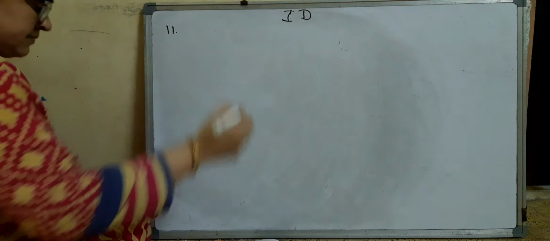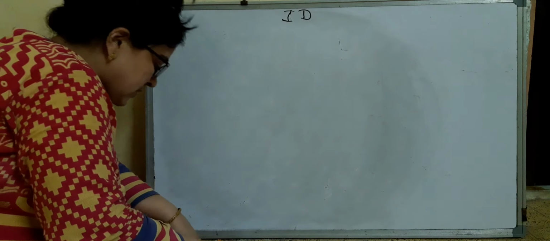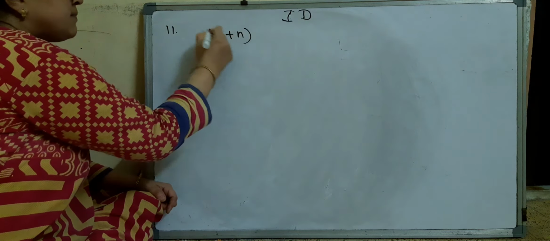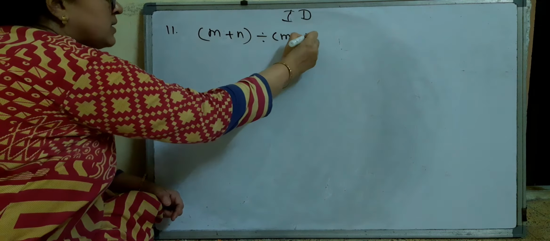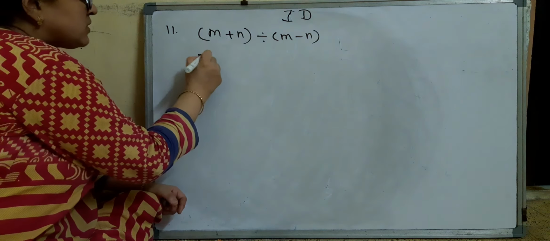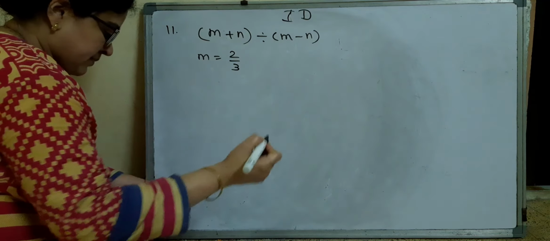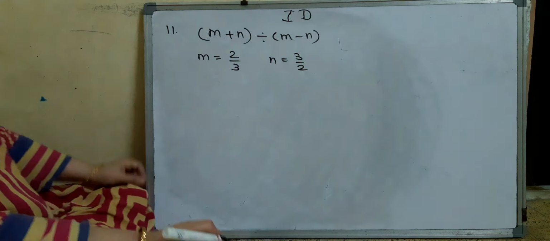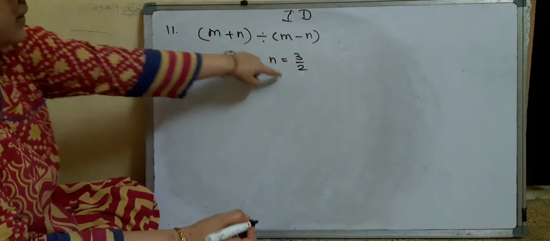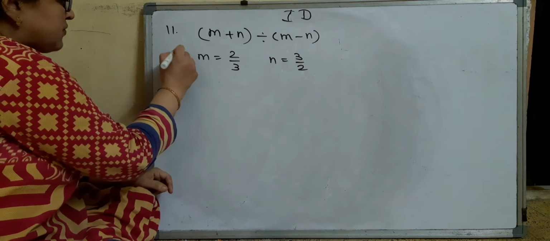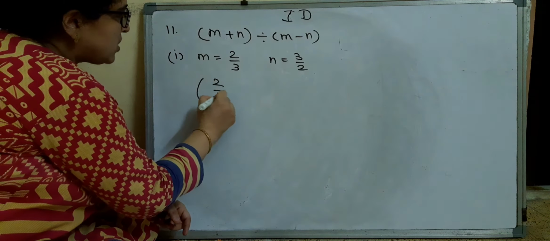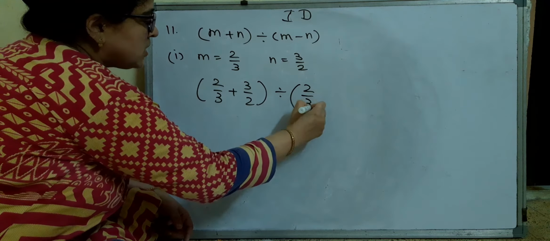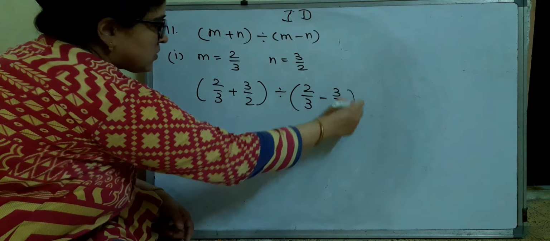Now 11. (m + n) divided by (m - n). So first required is (m + n) divided by (m - n). m is equal to 2/3 and n is equal to 3/2. Now substitute the values of m and n in this. First, sum: 2/3 + 3/2 divided by 2/3 - 3/2.